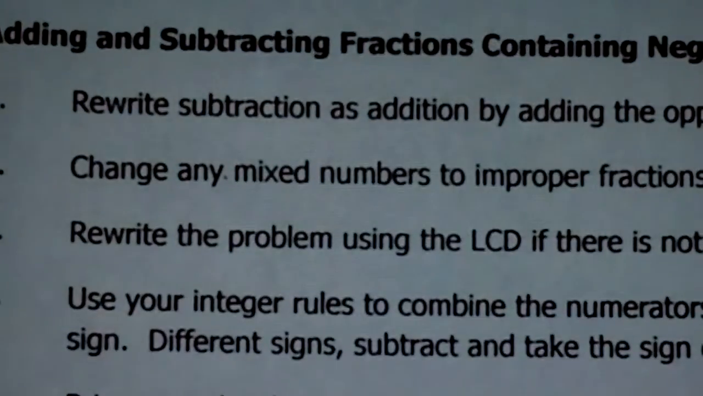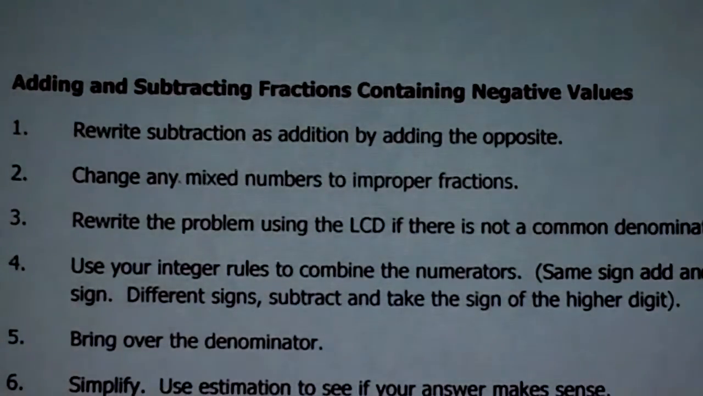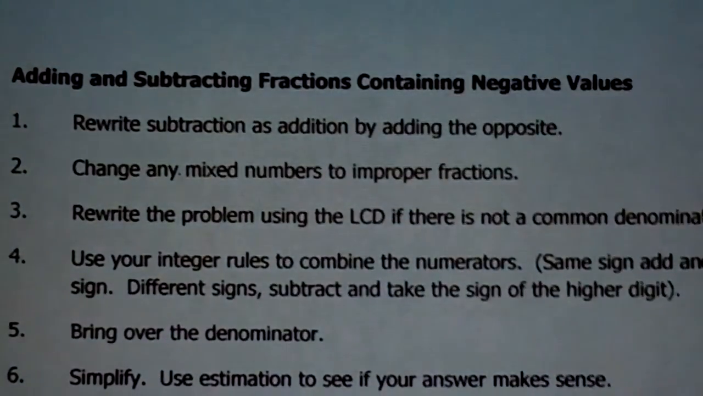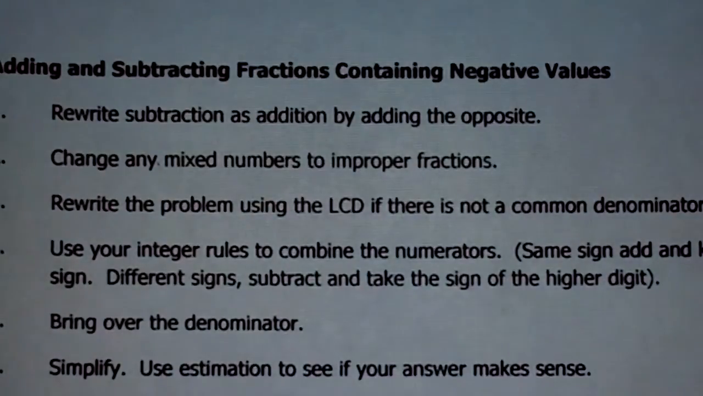Now we need to apply that to the things that we are currently learning about in math. I want you to be able to add and subtract fractions containing negative values. So here are some steps to doing this. And the very first thing, I'm going to have you rewrite all of your subtraction as addition by adding the opposite. And after you've done that, you're going to want to change any mixed numbers to improper fractions. And when you have a negative mixed number, there's a little special thing I'm going to show you that you need to remember. I'll show you when we're doing the problems, though, because I think it'll stick better.